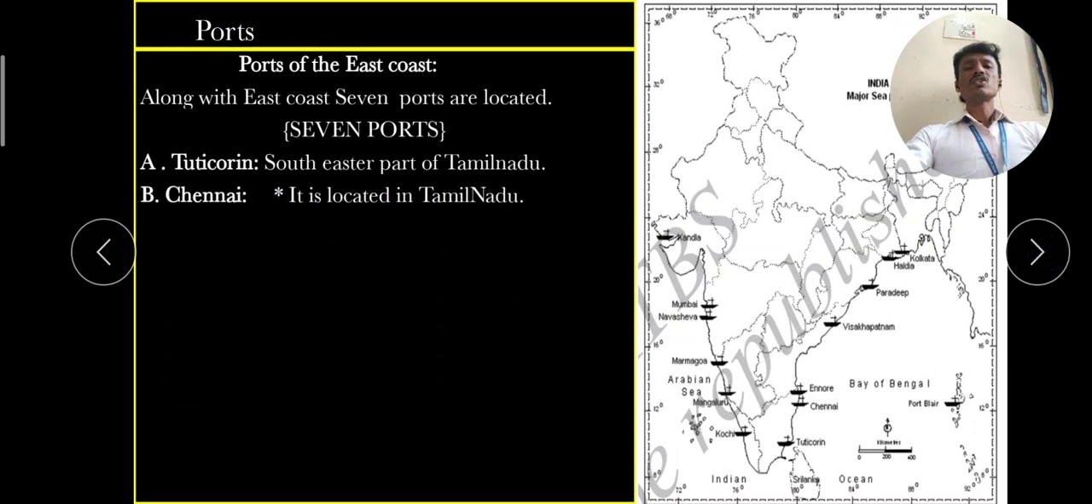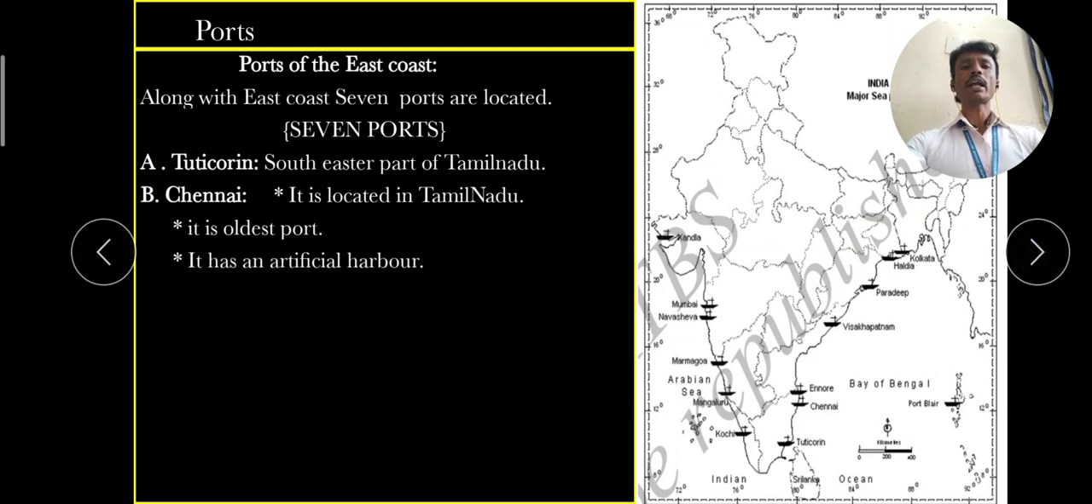Then another one is Chennai. It is also located in Tamil Nadu. Got it? It is the oldest port. The biggest port is Mumbai, and the oldest port is Chennai. And it has an artificial harbor, which means the harbor was constructed by human beings, with the Tamil Nadu government involved in constructing it. So we should consider it an artificial harbor.